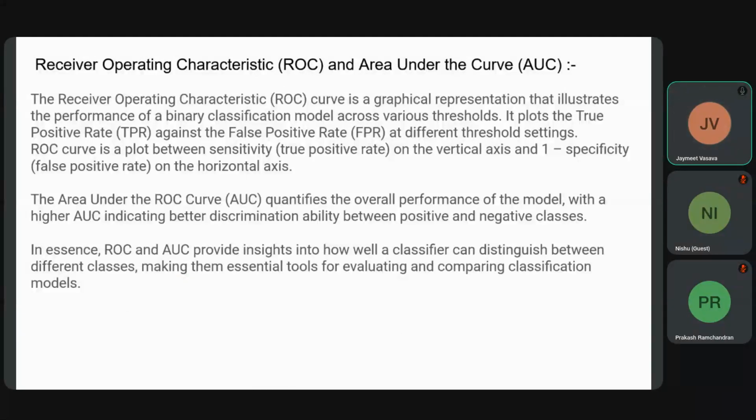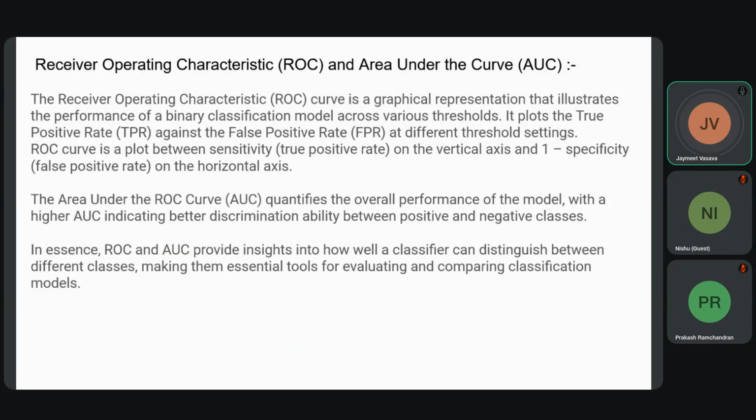So now we'll be starting with the receiver operating characteristics, or ROC, and the area under the curve, which is AUC. So ROC, or receiver operating characteristics, is a graphical representation that illustrates the performance of the binary classification model across various thresholds. It plots the true positive rate against the false positive rate at different threshold settings. The ROC curve is a plot between the sensitivity on the vertical axis and 1 minus specificity, false positive rate, on the horizontal axis, x-axis.